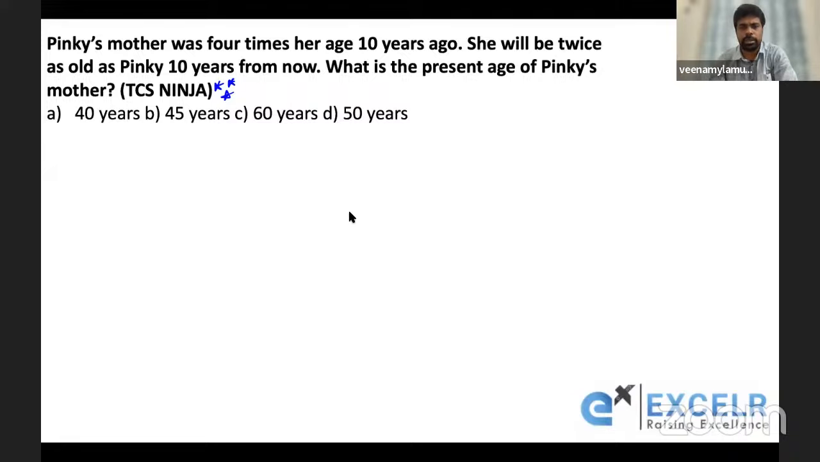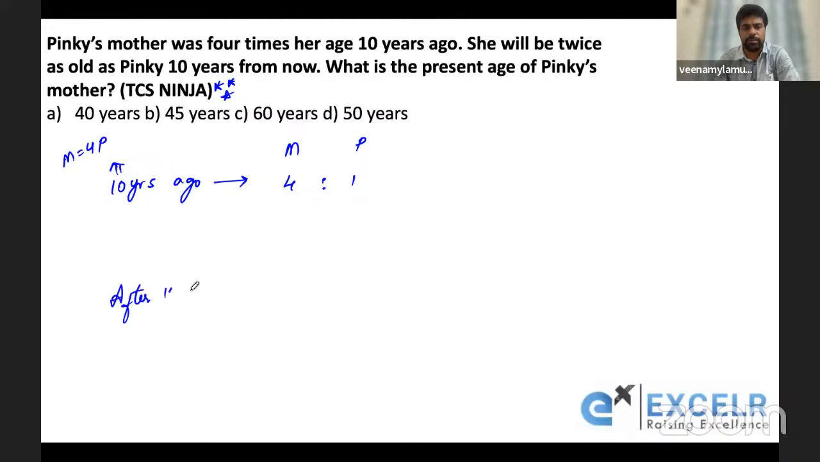Sixty. Everybody is telling 60. So Pinky's mother was 4 times her age 10 years ago. So first I will take the ratio of 10 years ago, mother to Pinky: 4:1. Again, don't ask me how 4:1 has come. Mother is 4 times of Pinky, he told in the question.